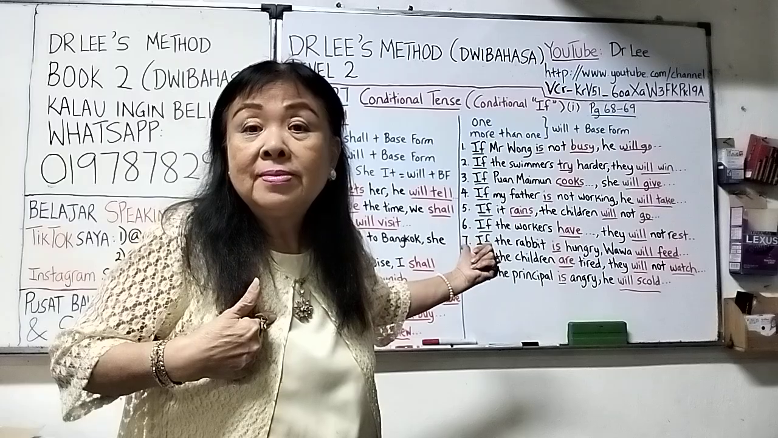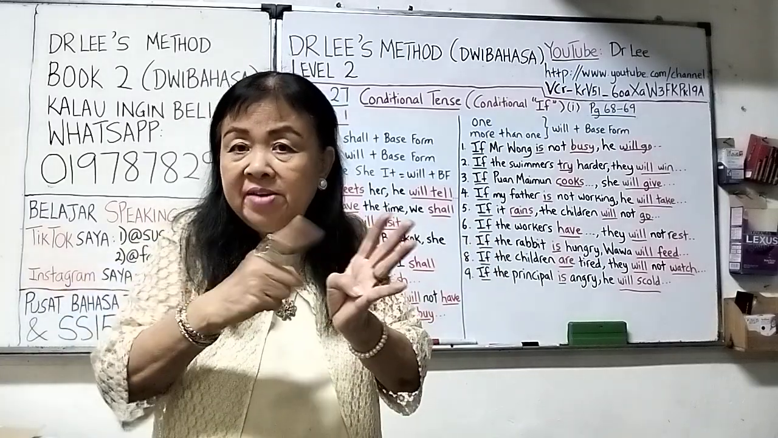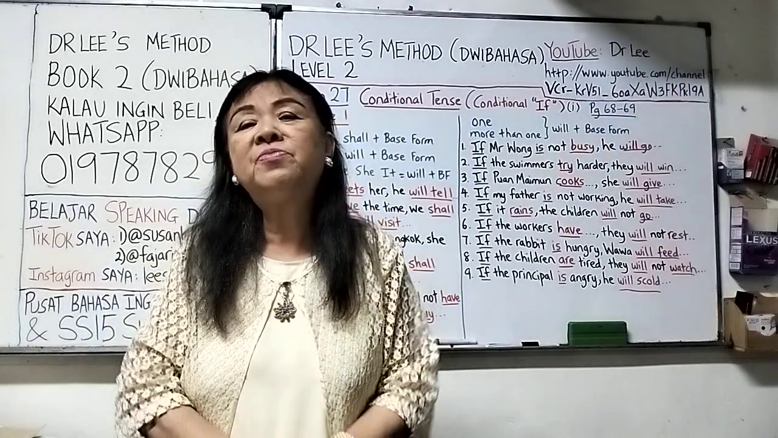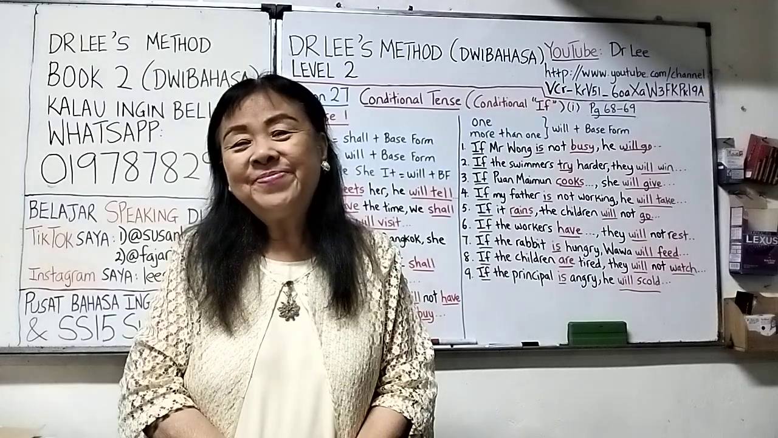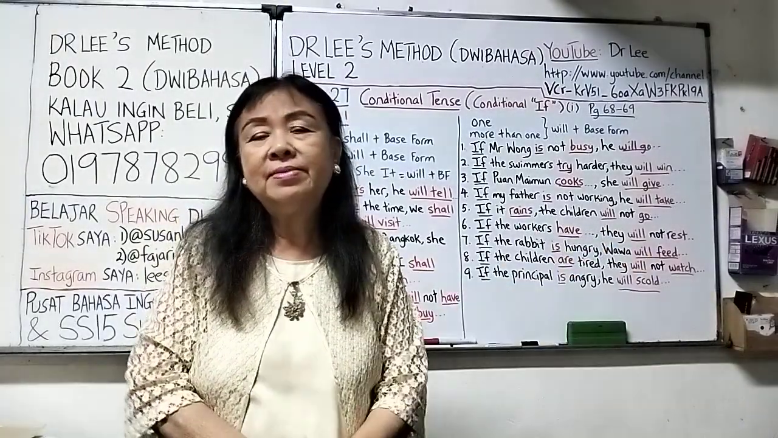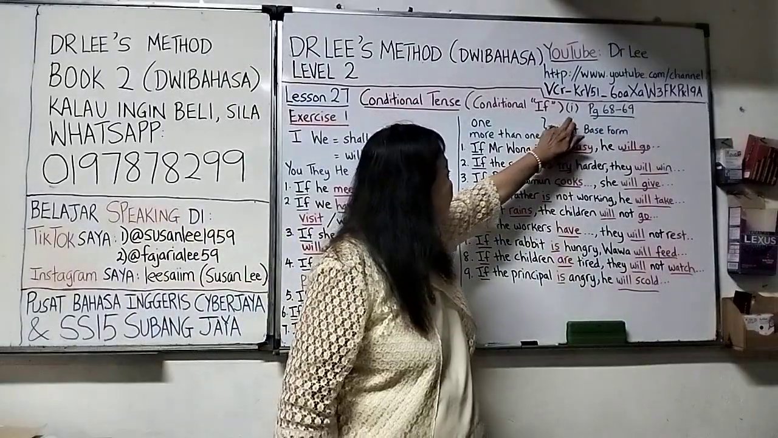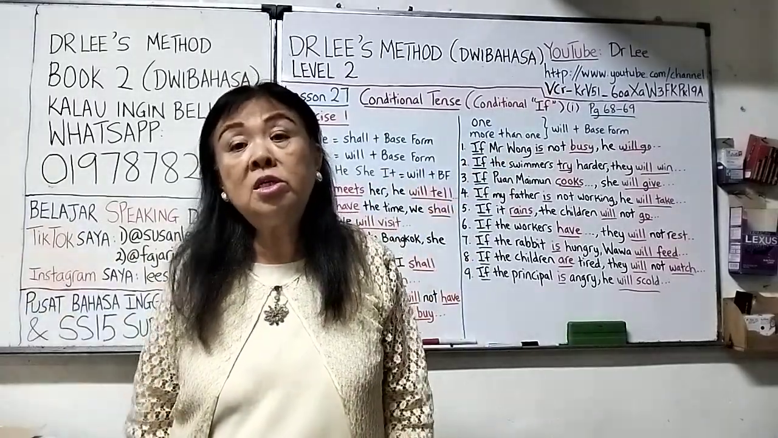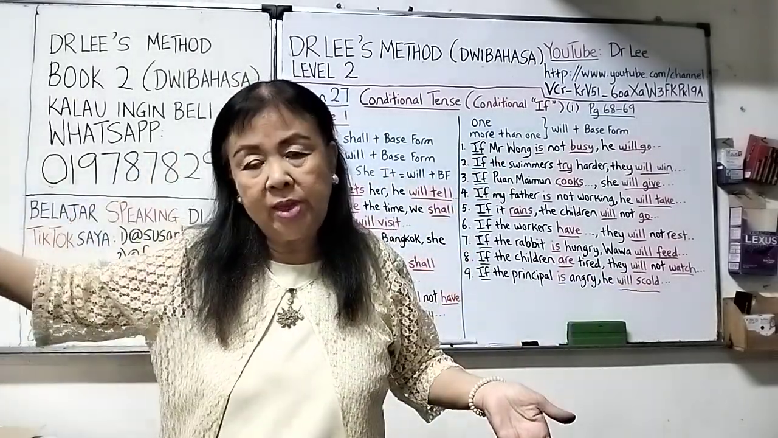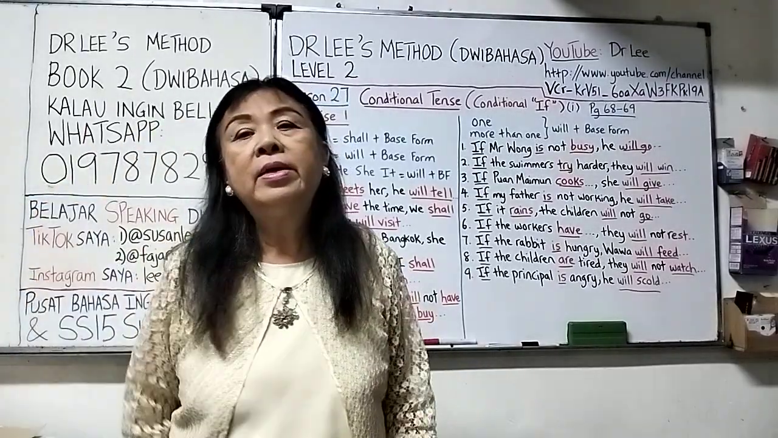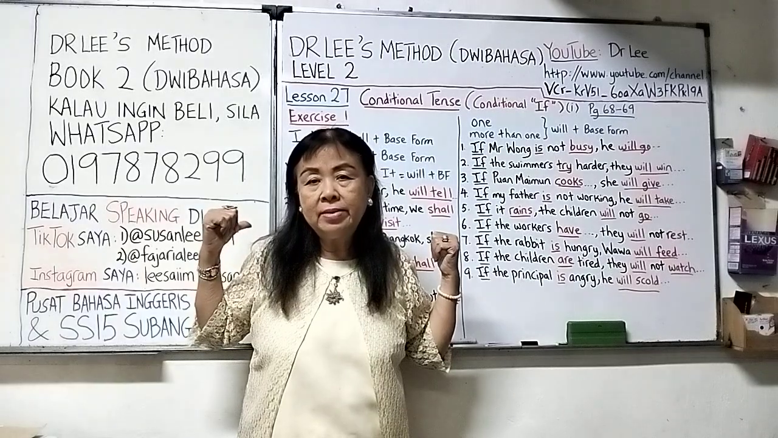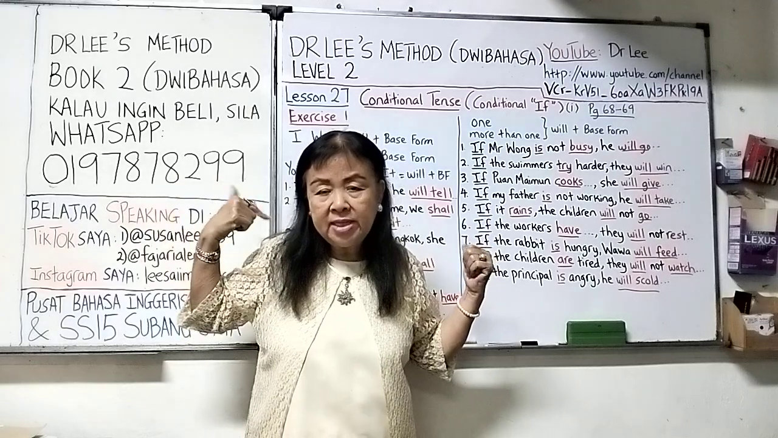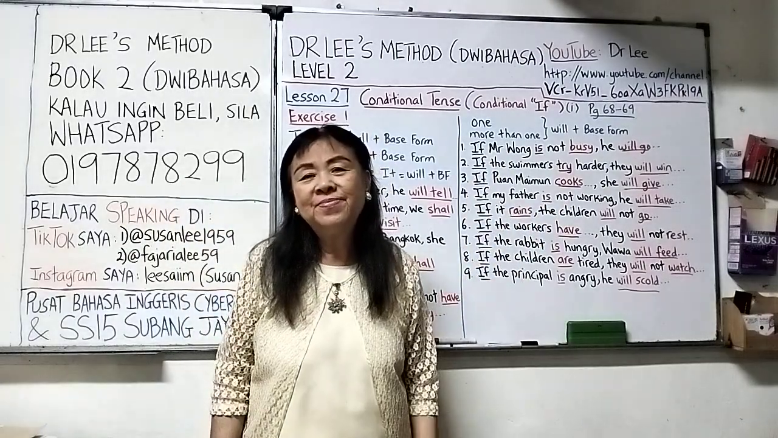So when I speak, when I write, I say if, I use the present tense, and I use will or shall plus the base form. Alright? So this is it. But this is only part 1. As I told you, conditional tense is wide. There are many aspects to it, although you use the word if. Okay, remember this: sure to happen, very possible it will happen. Use if, present tense, will or shall plus the base form.